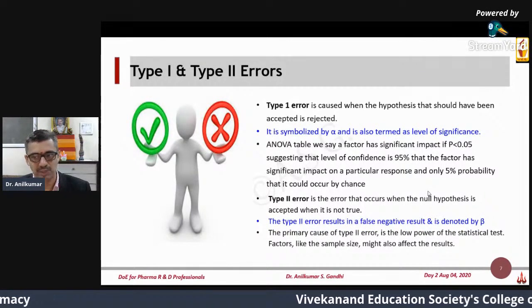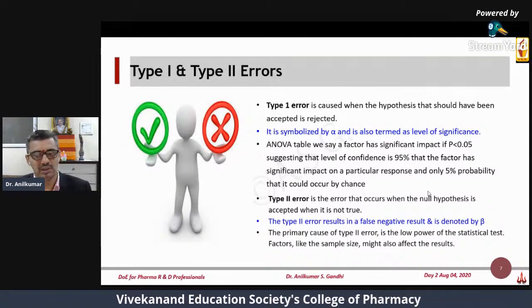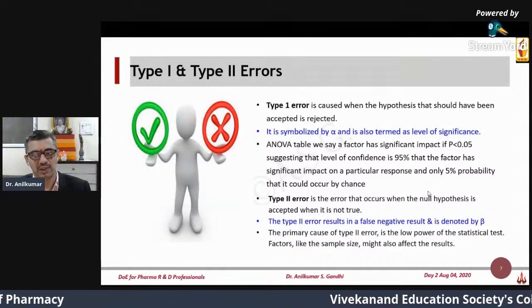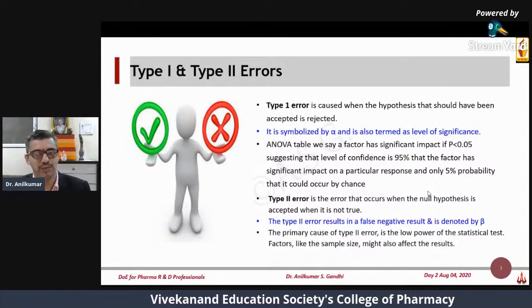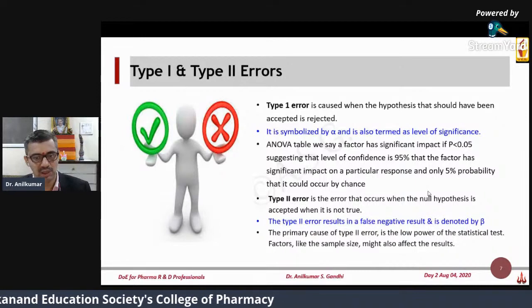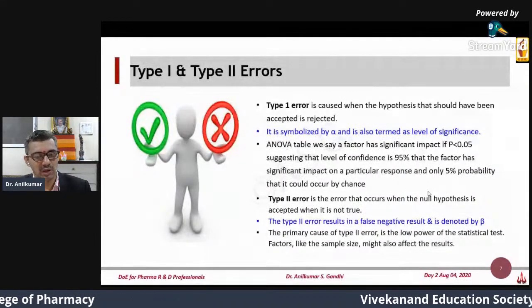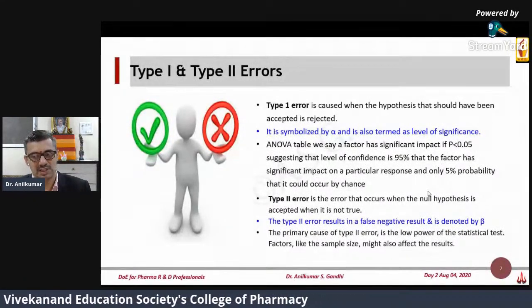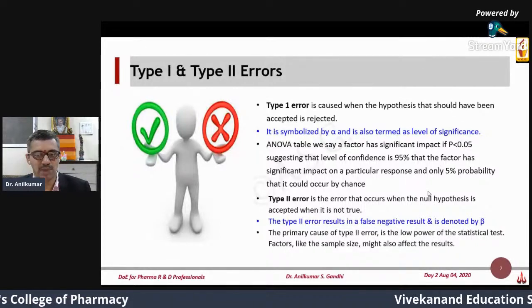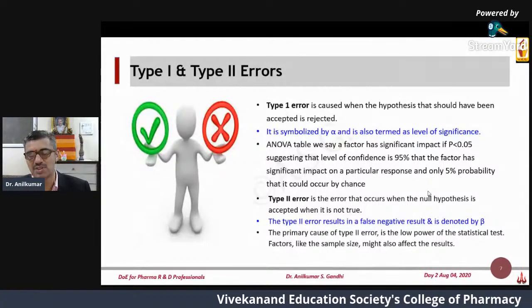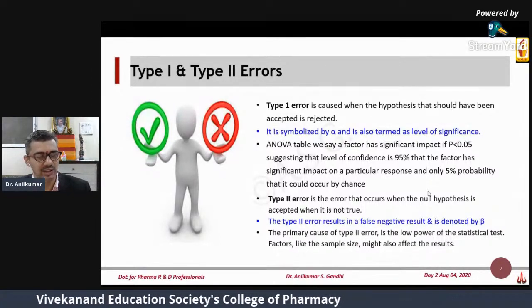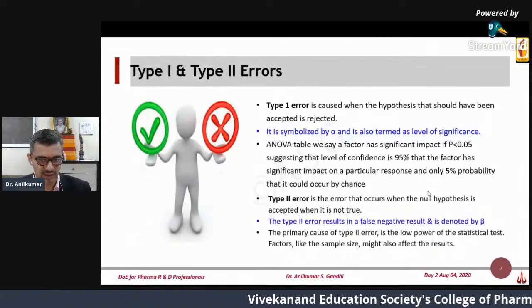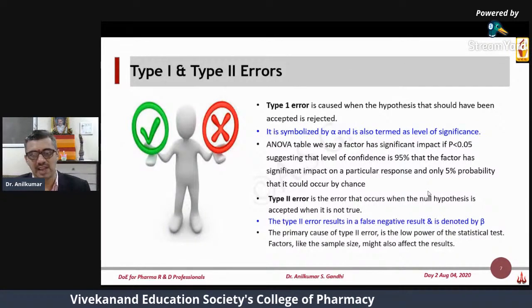So alpha is type 1, beta is type 2. And a very important thing is that type 2, like type 1, relates to the level of significance, or 0.05 value in the ANOVA table. The beta level, or the type 2 error, is mainly responsible for the power of the statistical test. What do we mean by power? Power means your ability to differentiate between the noise and your data that is generated because of your factors, in fact. Okay, so let's see this with an example.